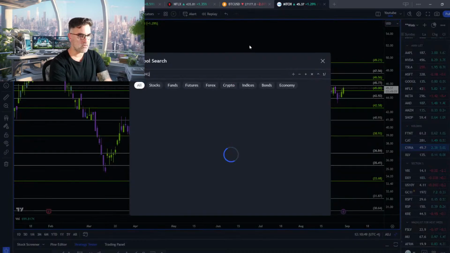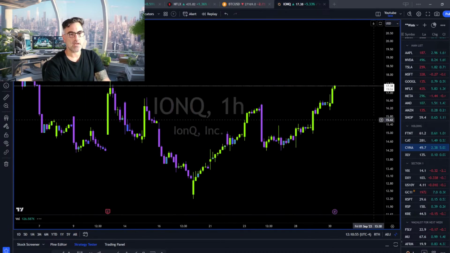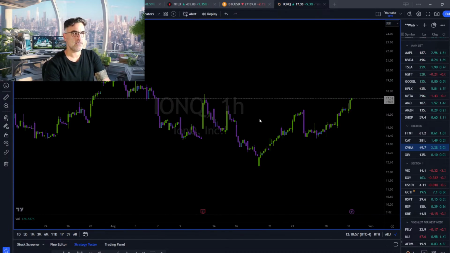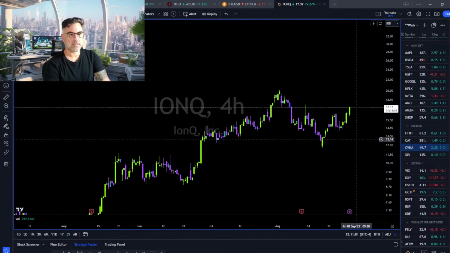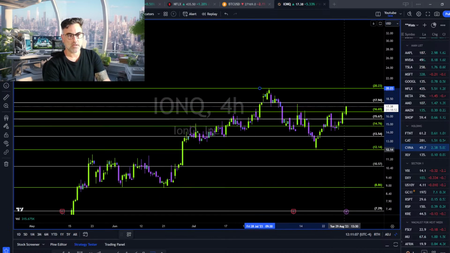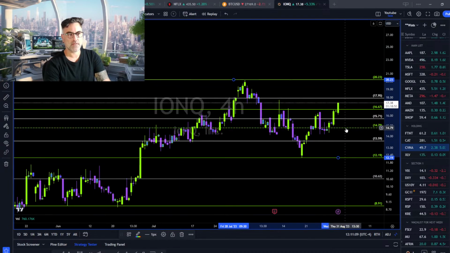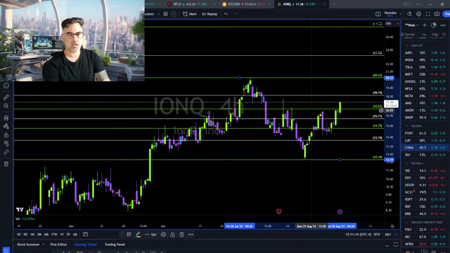IONQ on the 1 hourly chart. Let's check it out. What's so special? Let's see. First, let's see the 4 hours. Nice. Some kind of an inverted head and shoulders. Very nice. Thank you very much for letting us know and bringing this name to our attention. Breaking above the 618, we are heading towards the 1815.